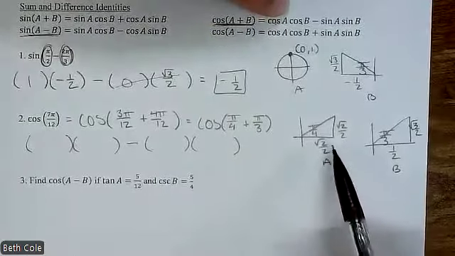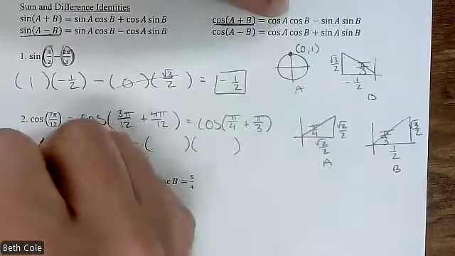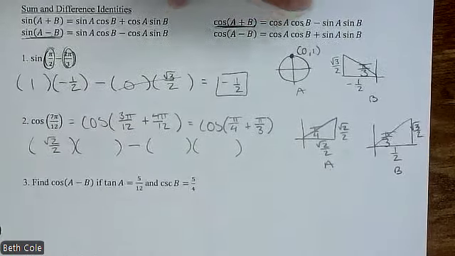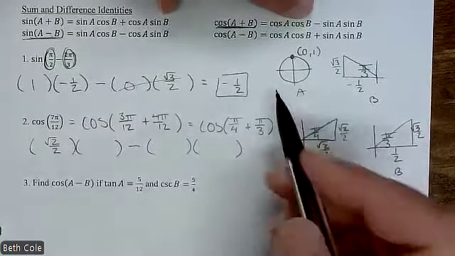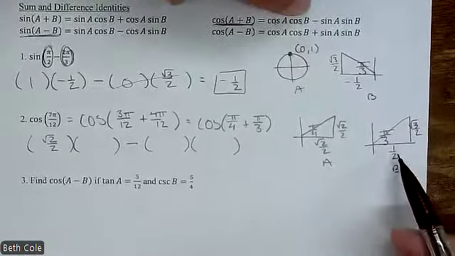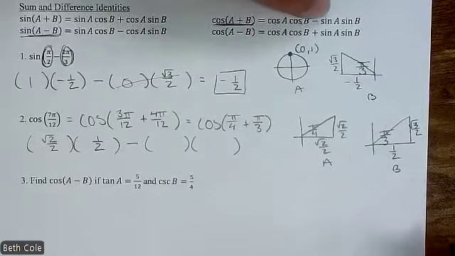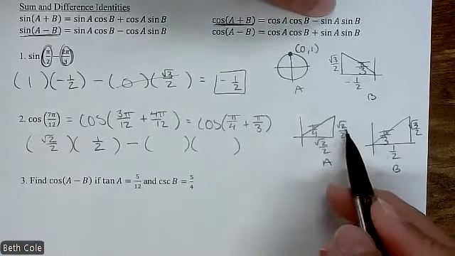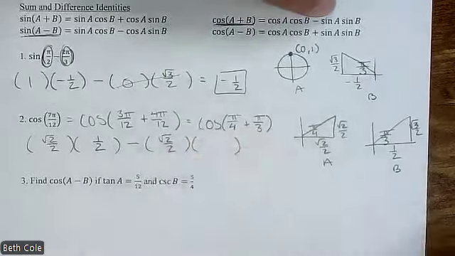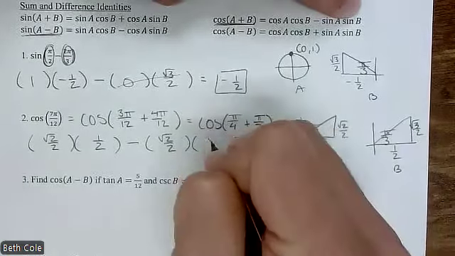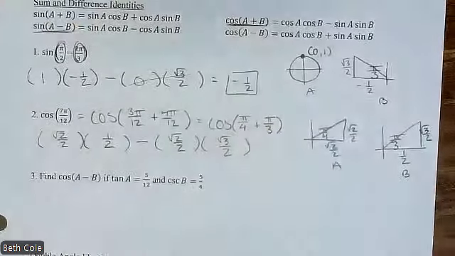Cosine A. So look at A. Cosine is square root of 2 over 2. Watch where I'm pointing here. Next is cosine B. So look at B. Cosine is 1/2. Beautiful. Minus, all right, sine A. So look at A. Sine is square root of 2 over 2. And then sine B, square root of 3 over 2.